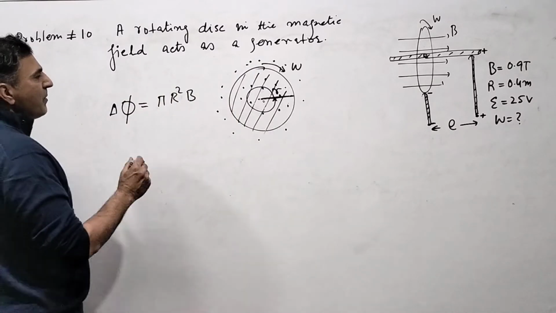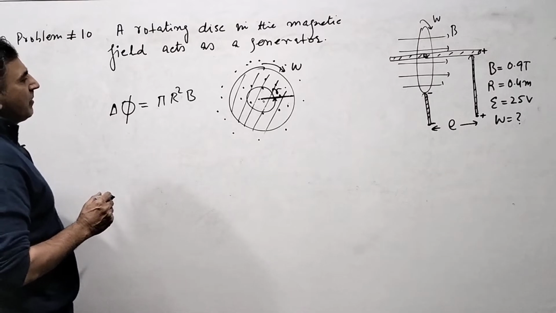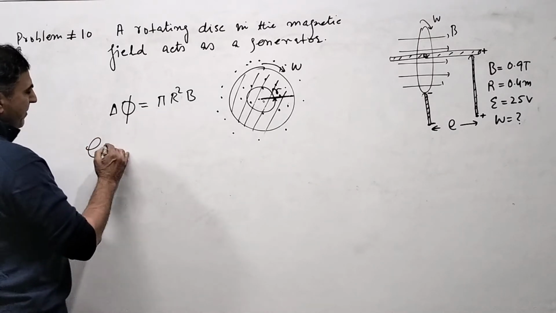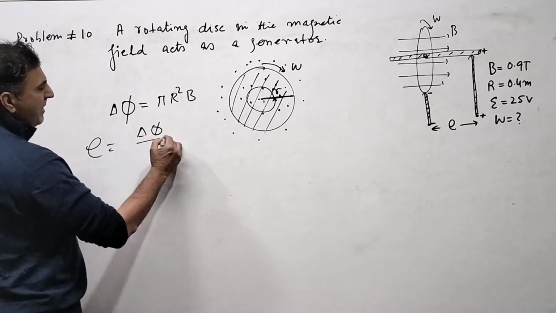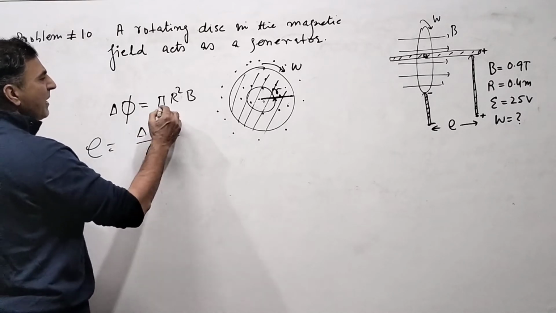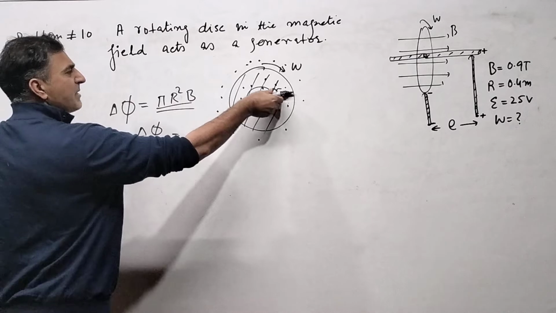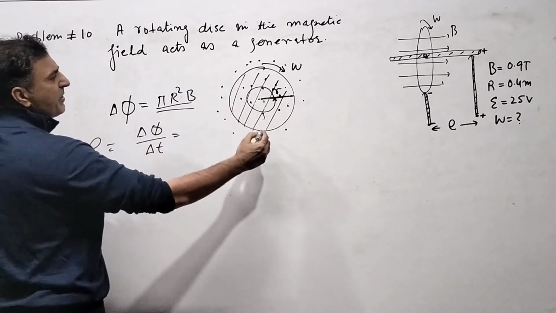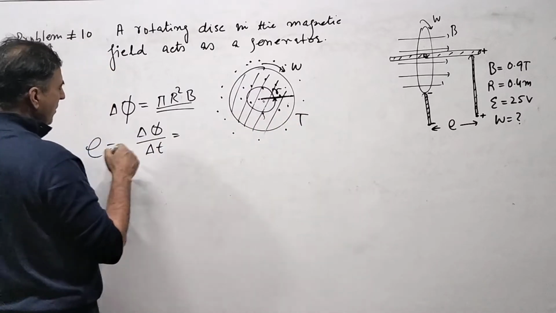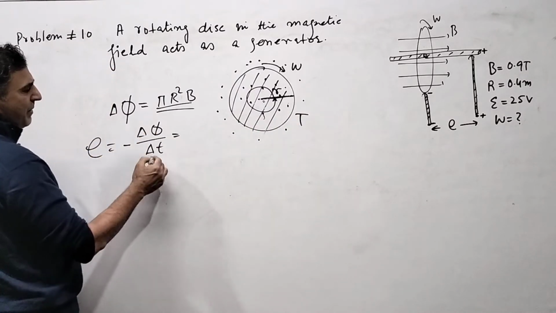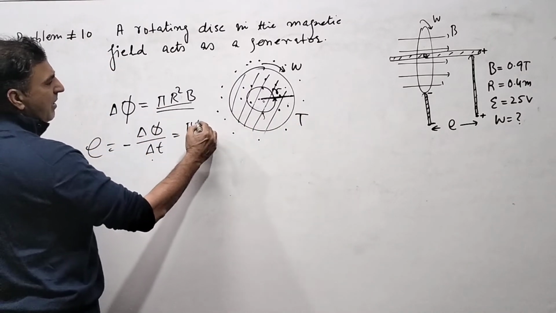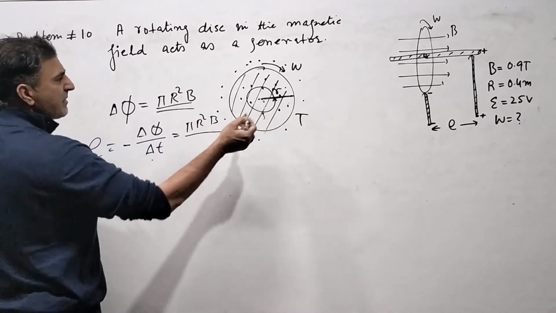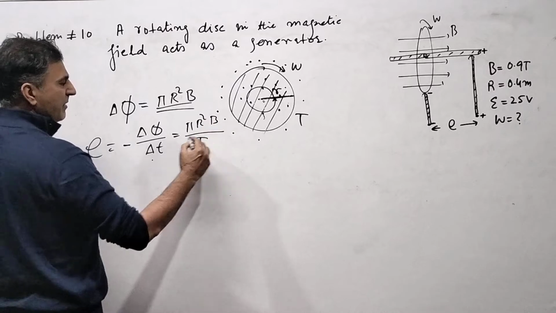Okay. Now, in how much time is the induced EMF delta phi by delta t? This flux is cut in how much time? Because when it makes a complete revolution, suppose it takes time t, the time period t. So induced EMF is negative of del phi by del t. Del phi is pi r square B divided by, what about t? That is the time period in one revolution, that is T.